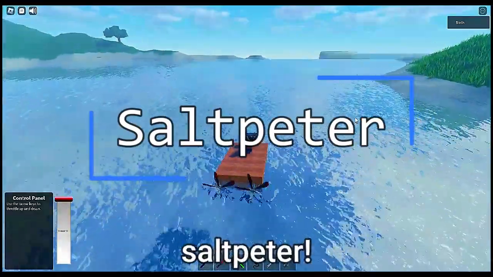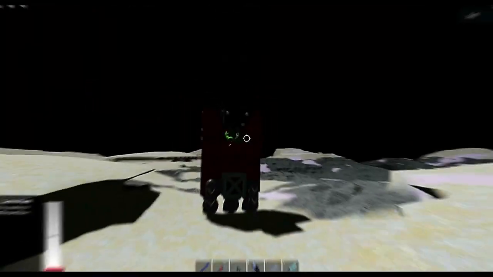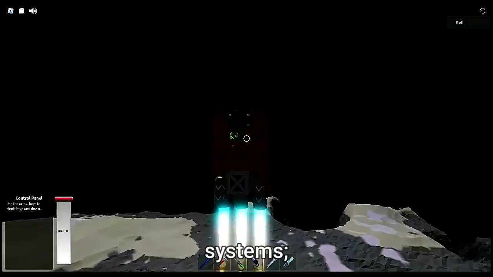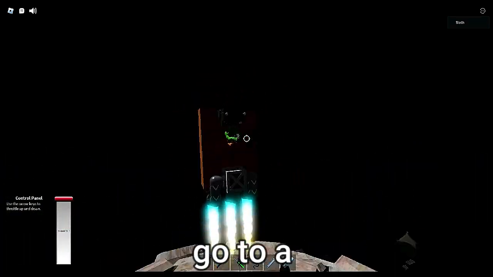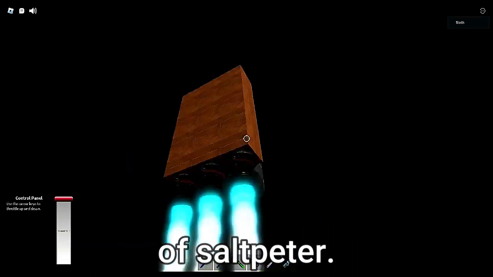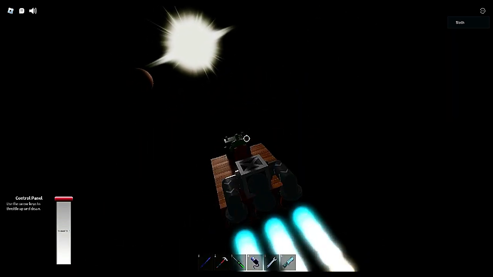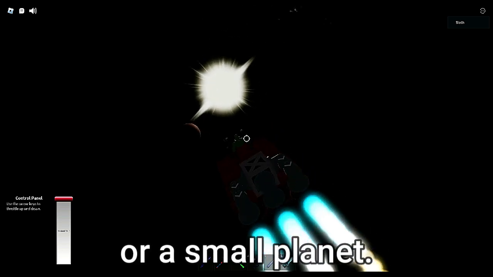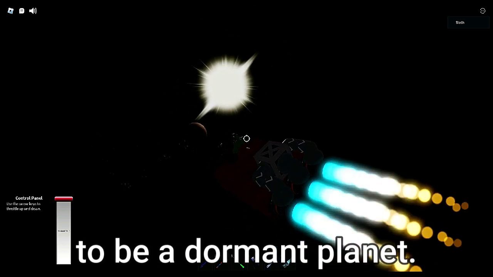Time for the saltpeter. If you are wanting to collect saltpeter and you are in the middle of exploring different systems, the best option is to go to a dormant planet. They have a lot of saltpeter, instead of rock deposits. It is on the ground like sand. I would also go to a gray planet or a small planet. They are most likely to be a dormant planet.